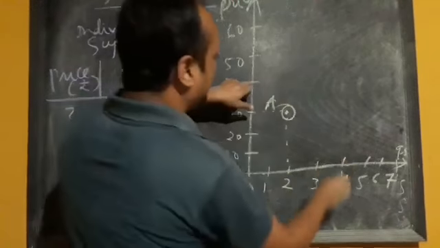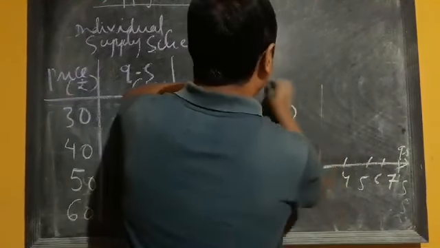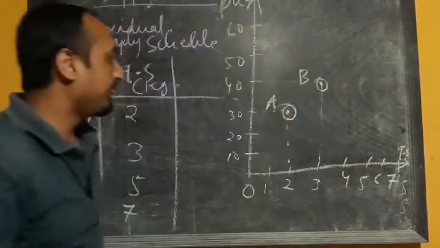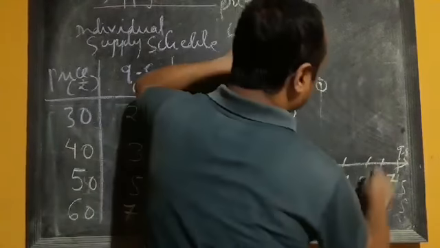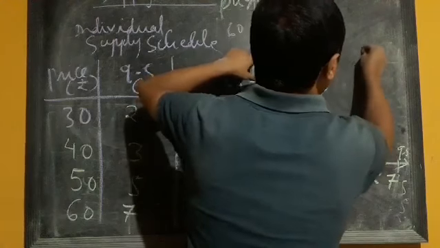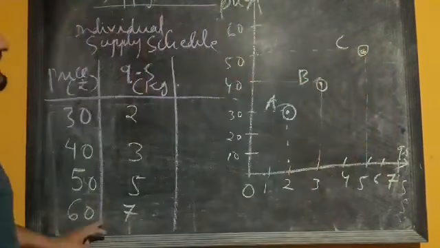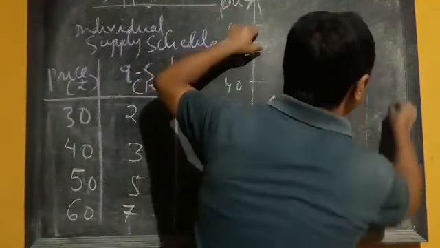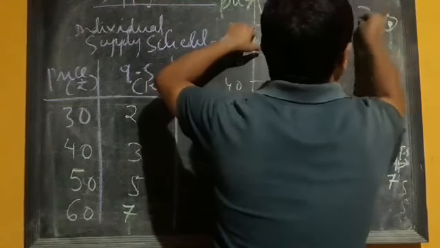So when the price is 40, the quantity supplied is 3, just straight of this. This is, suppose, point B. Now when the price is 50, the quantity supplied is 5. So 5, just straight of this. This is, suppose, point C. Similarly, when the price is 60, the quantity supplied is 7. So 7 is here, just straight of this. So this is point D.